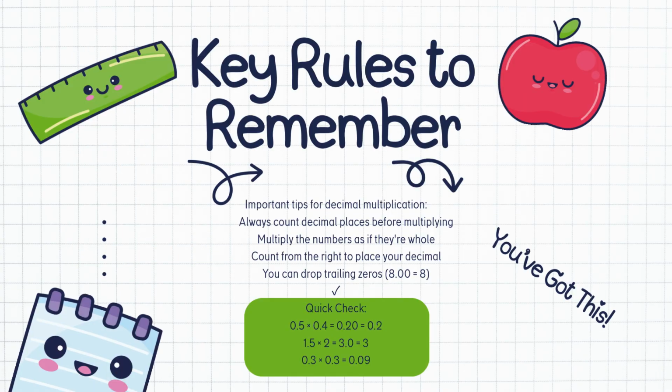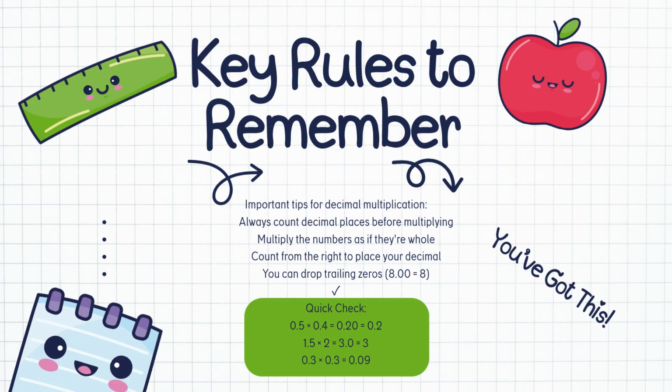Before we wrap up, let's review those key rules one more time. Always count your decimal places before you multiply. That's your roadmap for later. Multiply the numbers as if they're whole numbers. Use the skills you already have. Count from the right to place your decimal in the answer. And remember, you can drop trailing zeros. 8.00 is the same as 8.